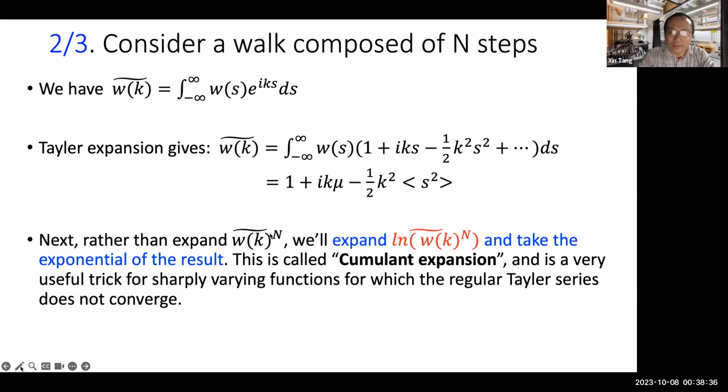Now, with this W(k), we can write it in terms of this W(k). What we will have is W(k) to the power of n, right? We will calculate this and then do the reverse Fourier transform, right? Now this term, we also can expand. We can put this expression inside and then expand it. However, when we expand it, there's a mathematical trick. People usually don't expand it directly.